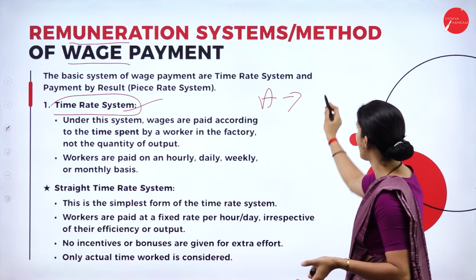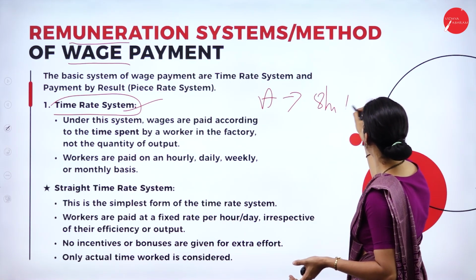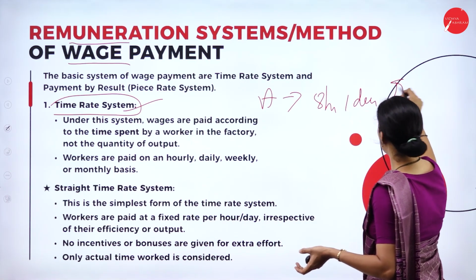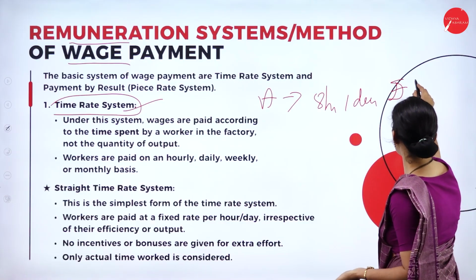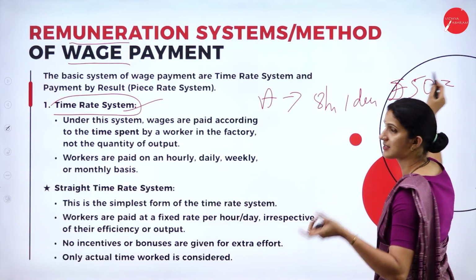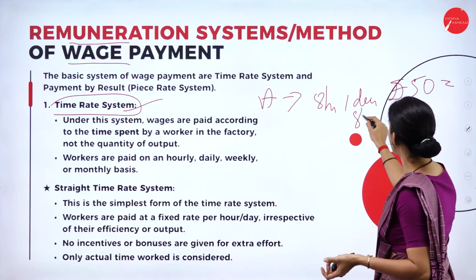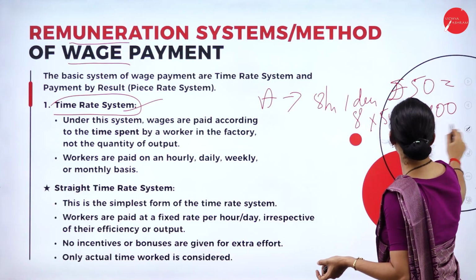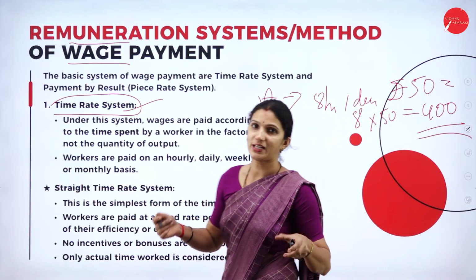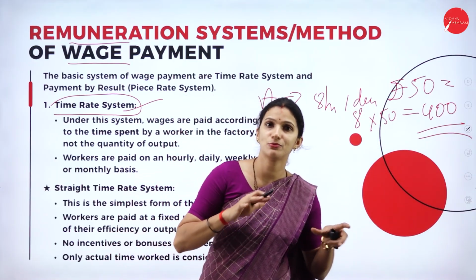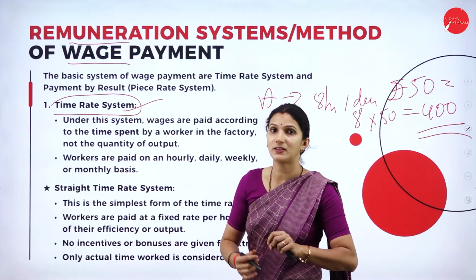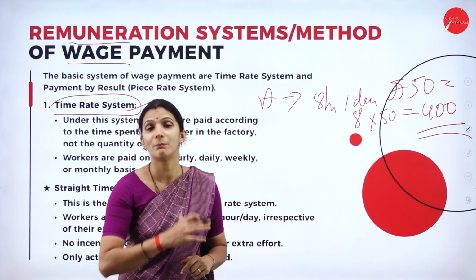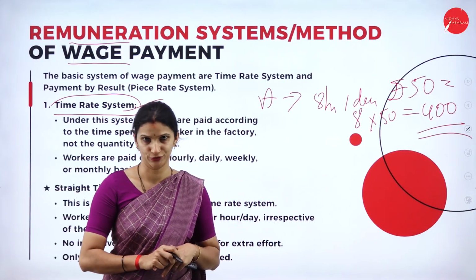He has worked 8 hours in a day and his wage rate per hour is fixed at rupees 50. So his wage becomes 8 hours into 50 rupees, which is 400 rupees. That we call the time rate system. Here the payment is made based on the number of hours they worked in the factory.